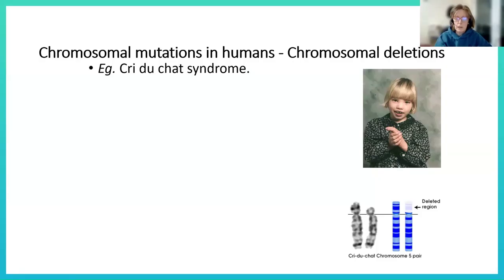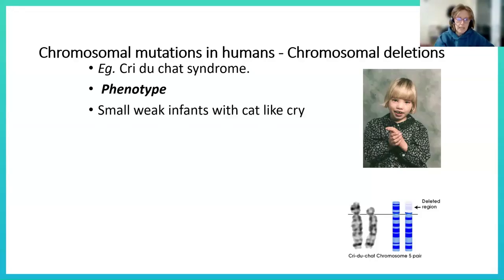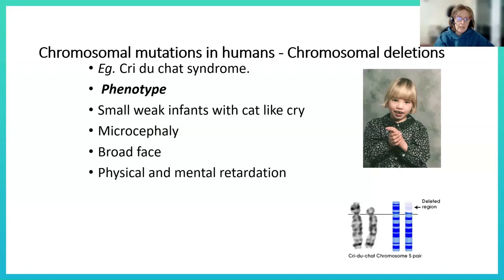But there are some abnormalities in the genome that are survivable. This is one. This is called cri du chat syndrome, which basically means cry of the cat, because of the sound that the baby makes. You get very small, weak infants with a noise that sounds like a cat crying, microcephaly, which means a small head, a broad face, and physical and mental retardation, which basically means slow development. Obviously, there are implications for that word. Retardation in the biological sense means slow development.